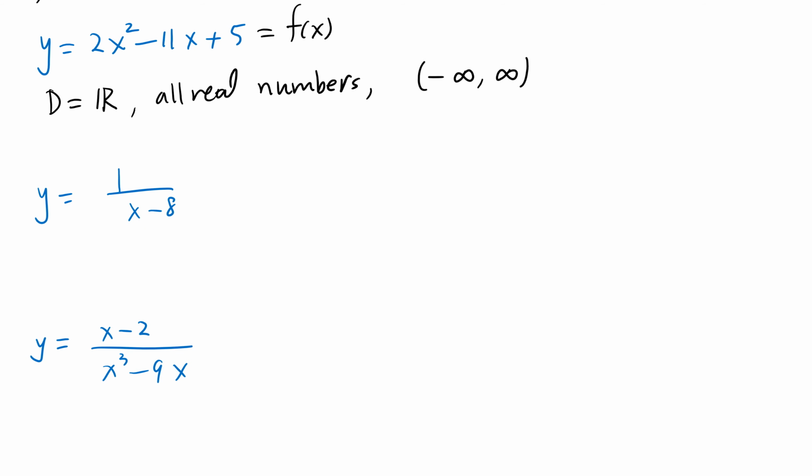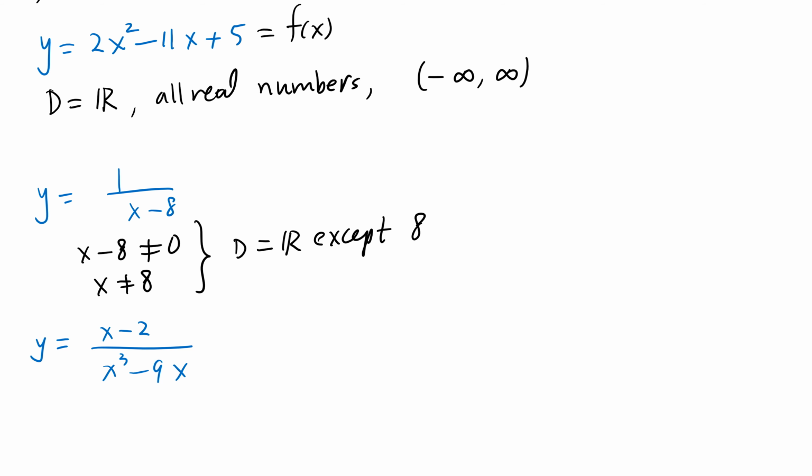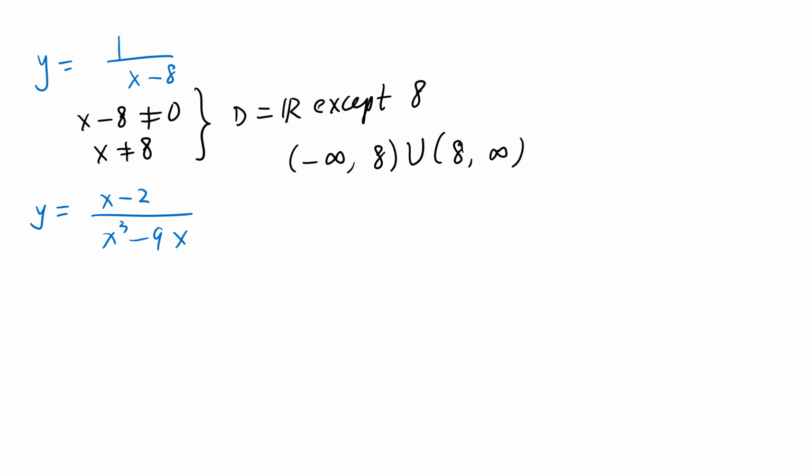For the second one, we are not allowed to divide by zero in mathematics. Anything divided by zero is undefined. So this means this denominator cannot be 0. So x cannot be 8. What would be the domain then? Domain is going to be all real numbers except 8. It's going to go negative infinity to 8, union 8 to infinity. So this means I'm excluding 8 from the domain.